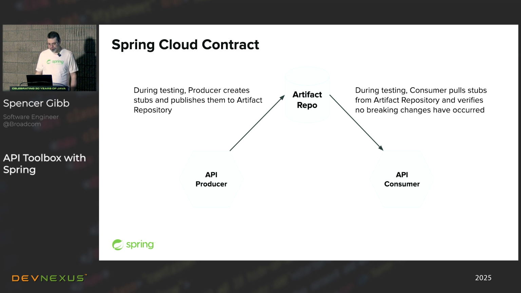Is that stable? Yes, it's been around. He's asking if it's stable. It's been around for a number of years. There are also other implementations of this besides Spring Cloud Contract that you can find that aren't specific to Java or Spring.